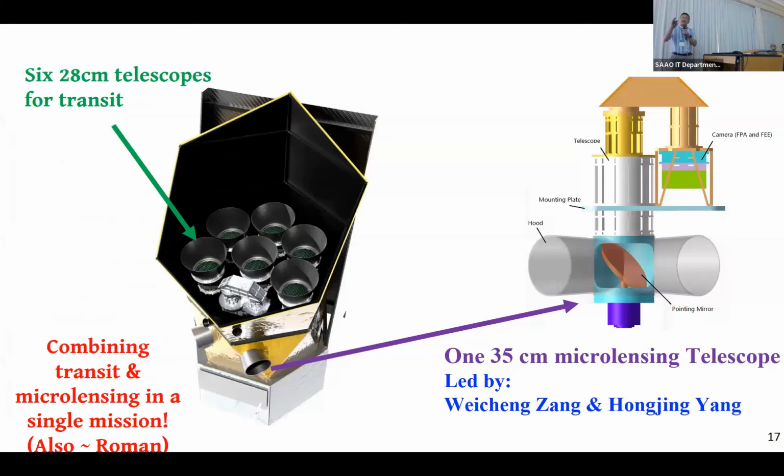So let me just recap what this mission is about. So this is a mission combining transit and microlensing in a single mission. So the transit is done by 6 28 centimeter telescopes. So this will survey very bright star transits, okay? So here you have one 35 centimeter microlensing telescope, and the science studies have been led by Wei Sheng and Hong Jing, who is here.